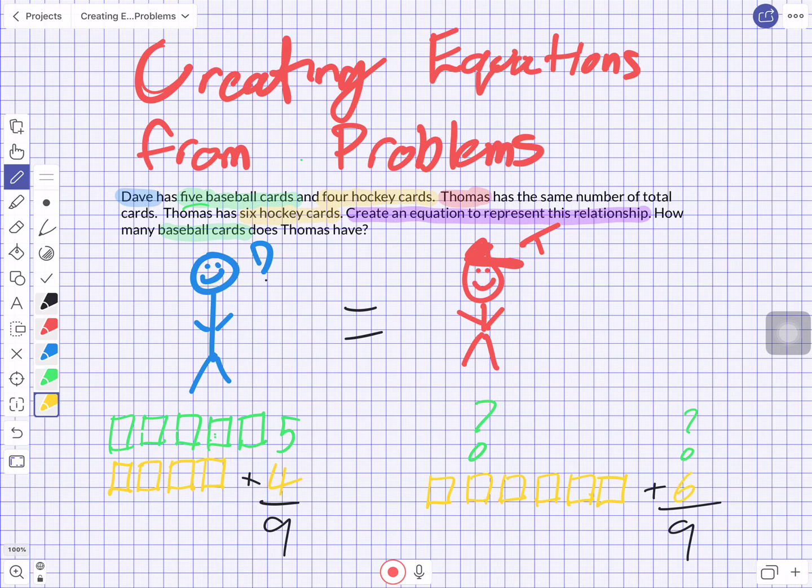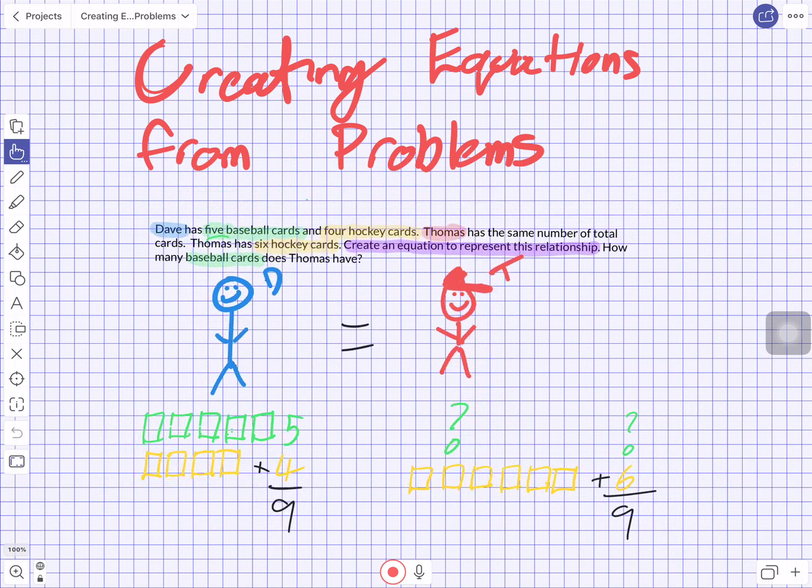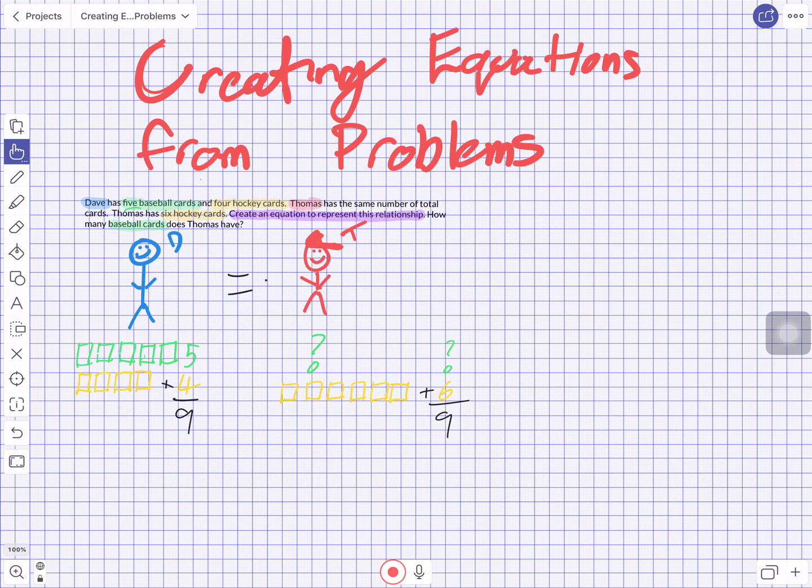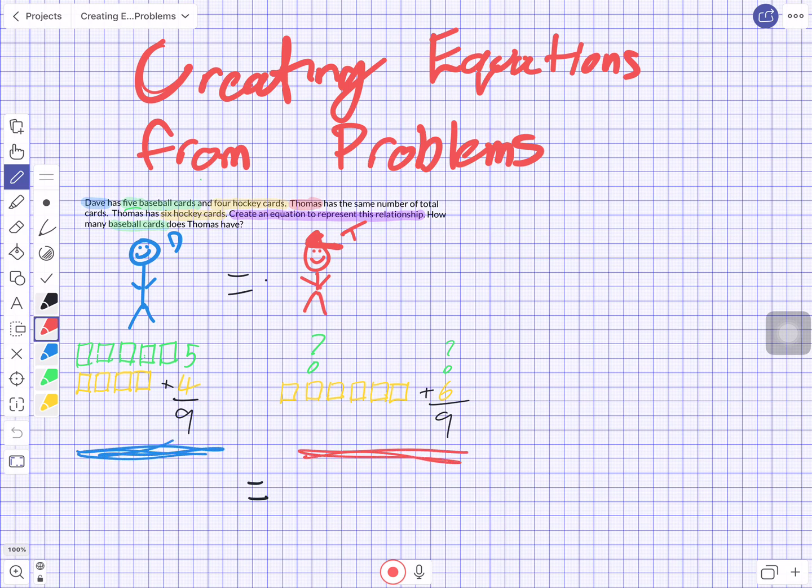So this is good. We've started to create some stuff. What we're going to do next, we're going to build an equation. So we've actually already started to build it. It just doesn't look the way the equation writes. We're going to write this all horizontally. And we're going to have an equal sign between them. Okay? And we know that Dave is going to be here on the left, and Thomas is going to be here on the right.